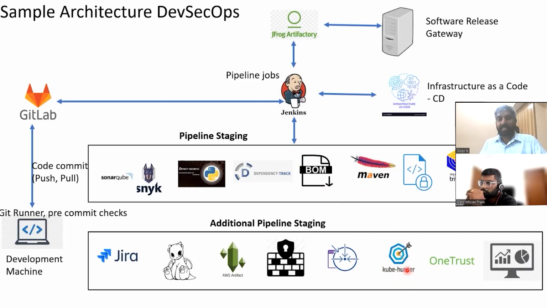Okay. Staging here, we call it as multiple types of activities which are implemented in the CI/CD pipeline. Example, SonarQube scan is one of the stages. Snyk scan is another stage. Third, secret scan is a stage. These stages we will implement in the CI/CD pipeline.